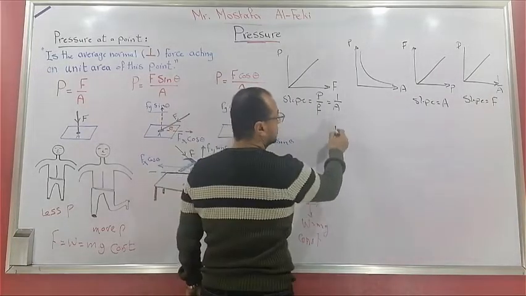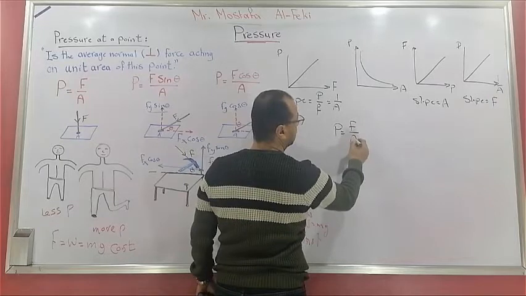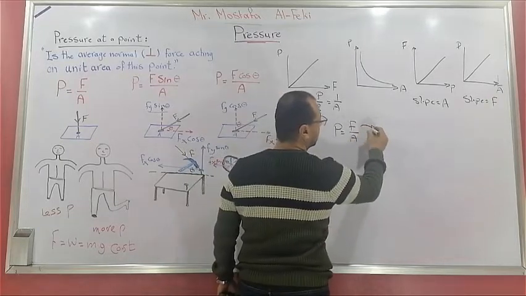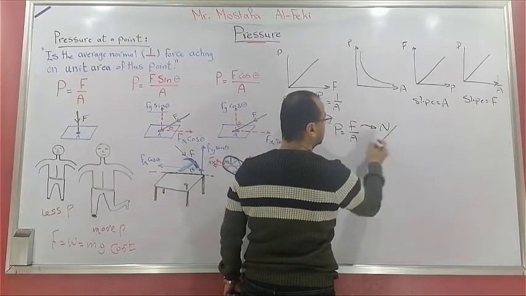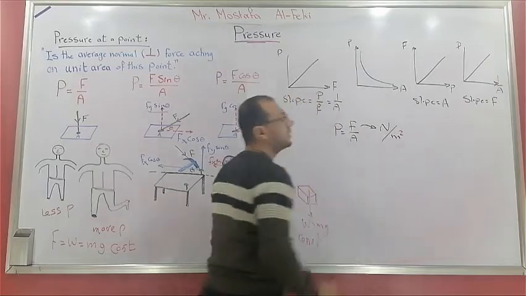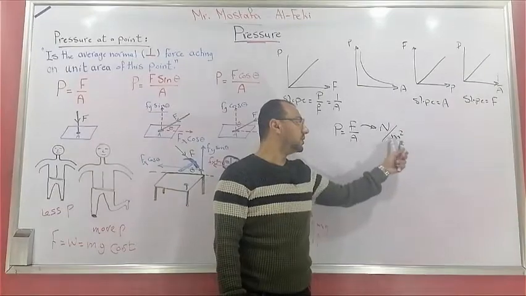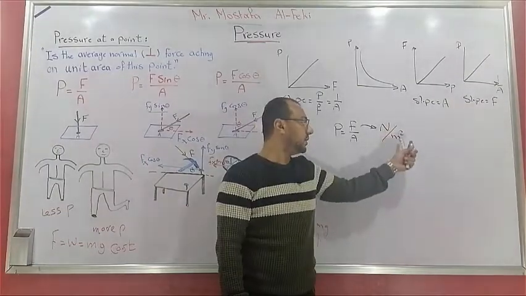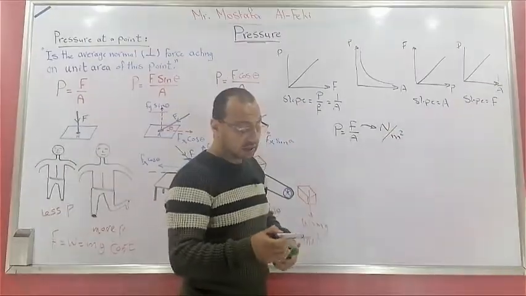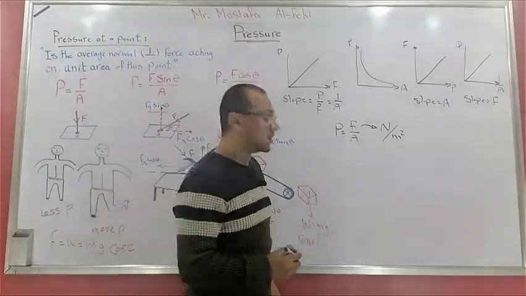Since pressure equals force divided by area, and the measuring unit of force is Newton and the measuring unit of area is meter squared, the unit of measuring pressure is Newton per meter squared.